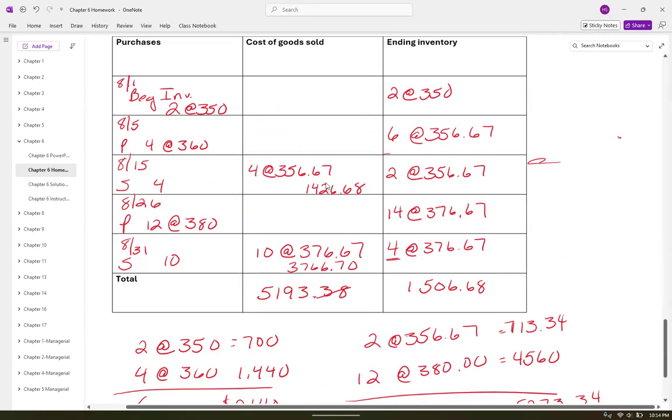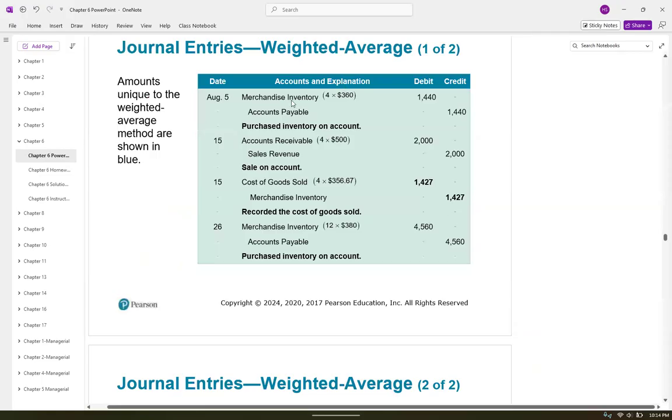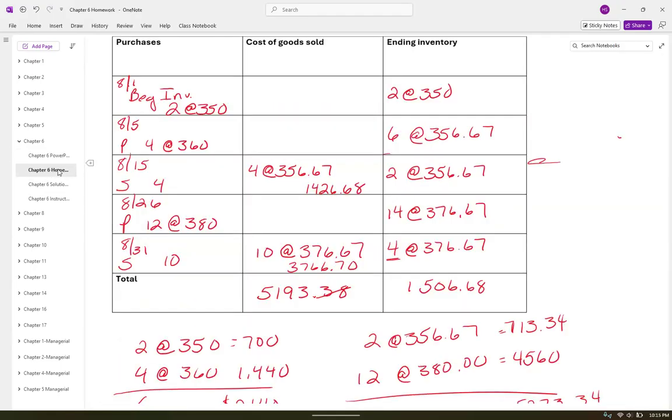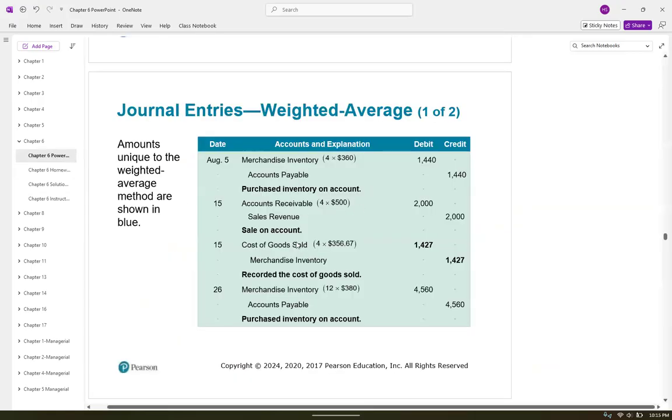So realize right here is a sell. That's when we're selling units. So if you look right here, this was the one for weighted average. And where's the sell? There's the sell right there. The 14, they actually rounded to 1427. So that sell right there was right here.